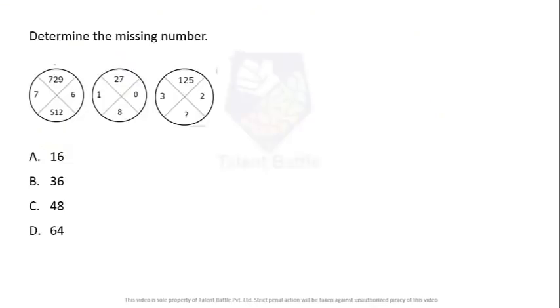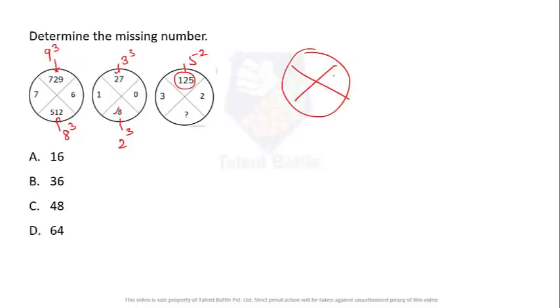Determine the missing number. Immediately on looking, you should be able to tell this is 9 cube. This is 8 cube. This is 2 cube. This is 3 cube. This is 5 cube. Even if you are not able to guess over here, by looking at 27 or 8 also, you should be able to. So what we actually have over here is 6.